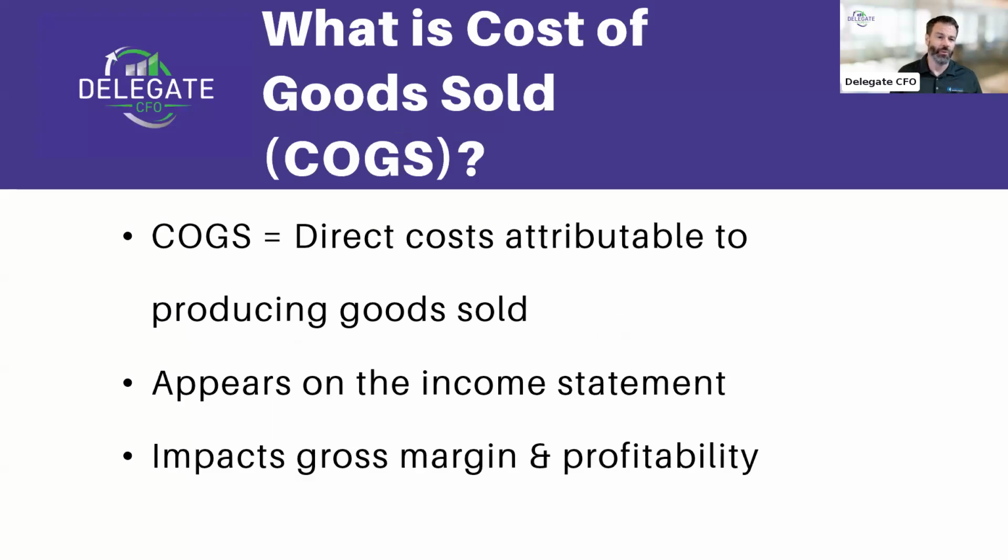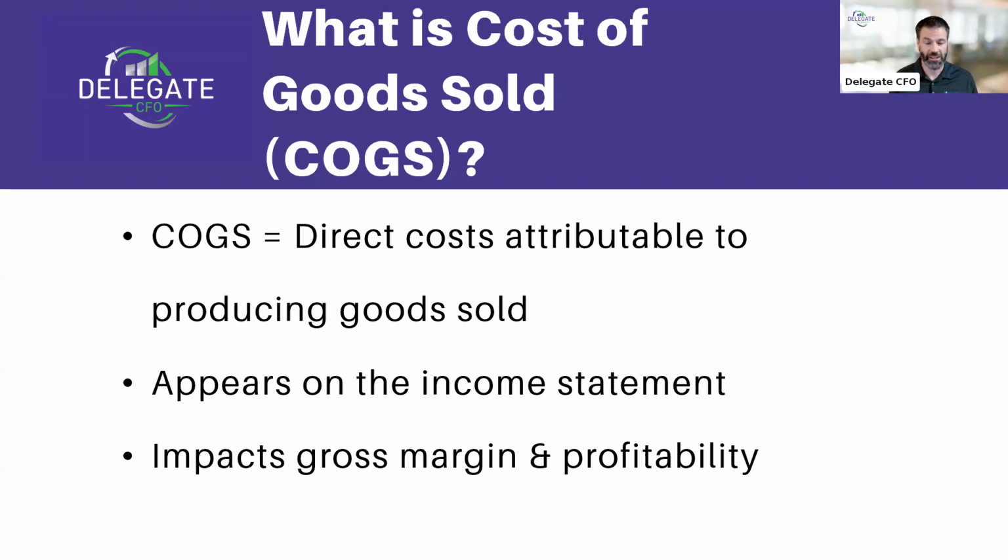So what is cost of goods sold? In a nutshell, cost of goods sold is the direct cost attributed to producing goods sold, or I should say services performed, for your customers. The best way to think about it is it's any cost that goes into selling that product. So if you sell a widget, everything that goes into getting that widget from raw materials to ready to go on the shelf and hand to a customer, every single one of those costs, whether it's direct or indirect, is what should be considered cost of goods sold.